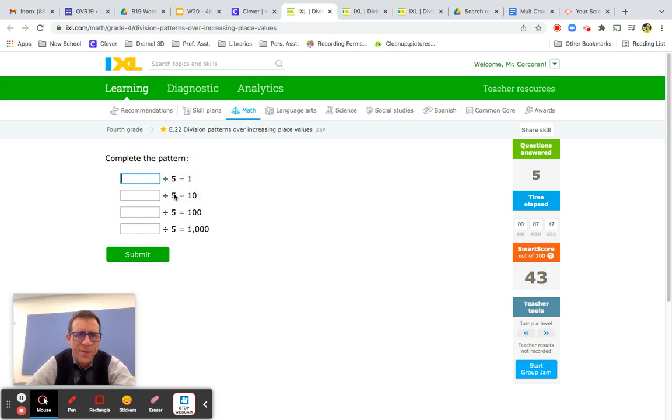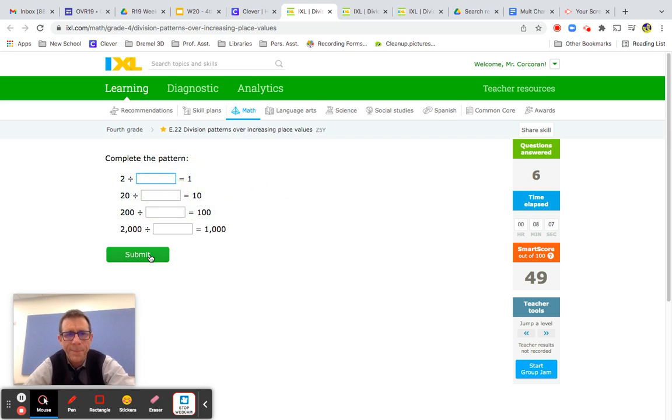So here we have 5. These are all 5s. These are all increasing by, it goes from 1 zero to 2 zeros to 3 zeros. So this is 5,000. Don't need to put the comma there. 550, and just plain old 5. Let's see how I did. There you go. Here's something similar.